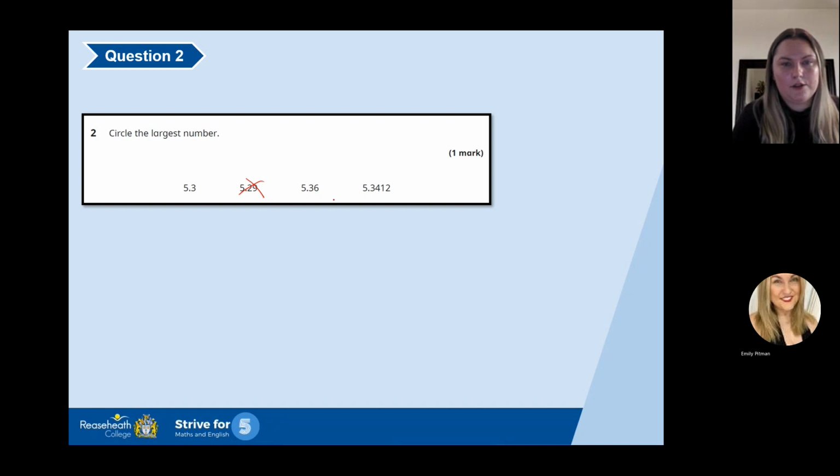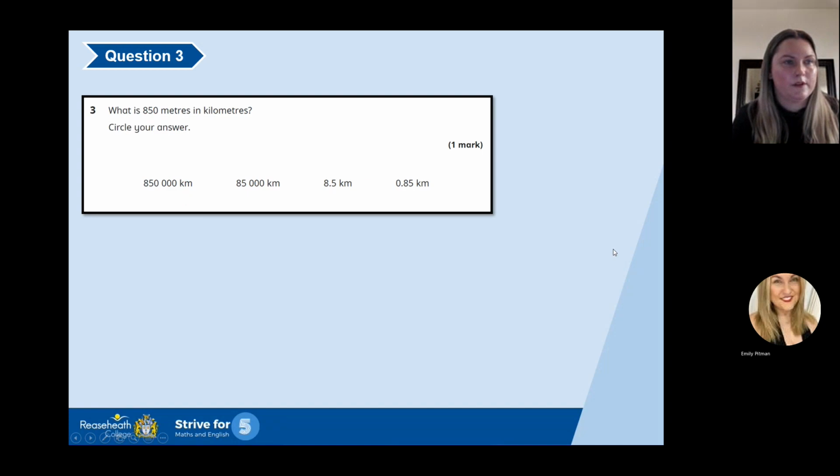Then I'm left with these 3. So if I focus on these 2 here, so the 5.36 and the 5.34, I'm going to take that one to just the 2 decimal places. So I can see here that the 5.36 is bigger, so I can cross that one out as well. And then I'm down to 5.3 and 5.36. So again, I know that this is bigger. So I'm just doing it by process of elimination if I'm not sure. So I've got another mark.